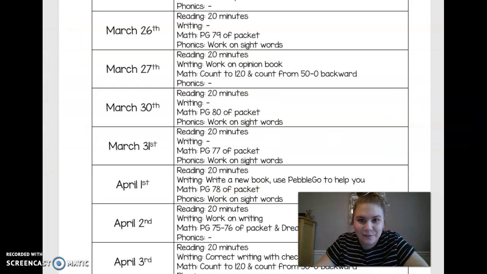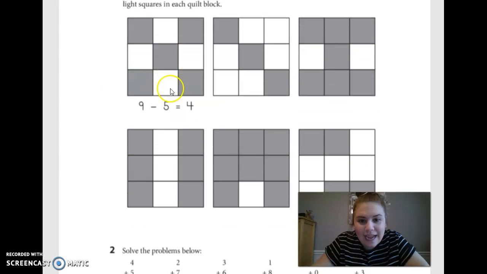Here we are as a refresher for what our homework is for today. Today is March 26th, 2020. 20 minutes of reading on your own. Please read with a partner, parent, sibling, someone else in your home. You can even read to a pet for 15 minutes. There is no writing for today. And please work on page 79 of your packet. Here is page 79 of your packet.